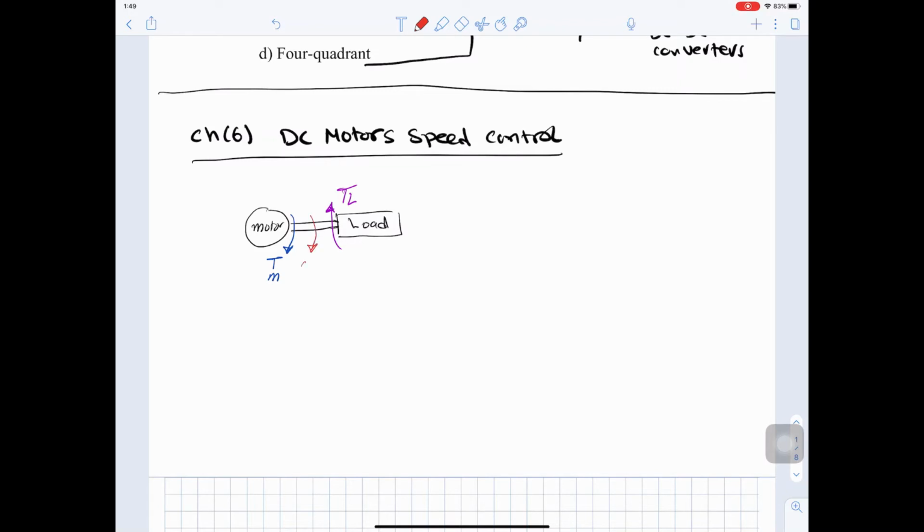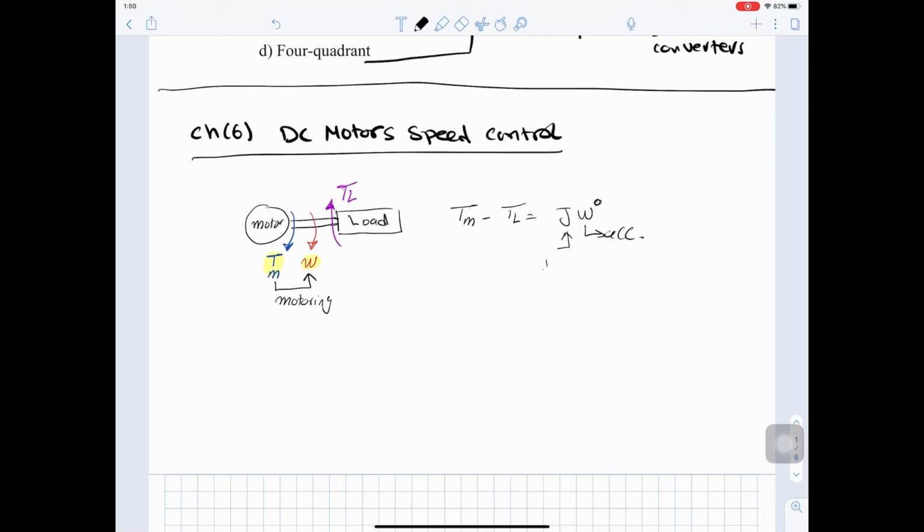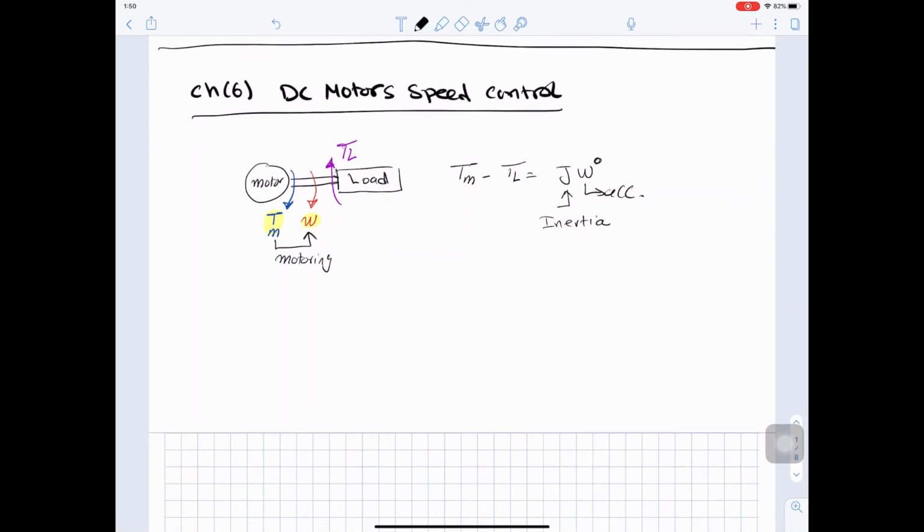And we have a speed here, omega, and as you can see the speed is in the same direction of T motor, because the motor is the acting torque, okay? So this is called motoring. If the speed is in the same direction of T motor, we are doing what is called motoring. So the mechanical equation we have here is T motor minus T load equal to J omega dot, and omega dot is the acceleration we have. And this is the mechanical equation, and J is the inertia of the motor and the load together.